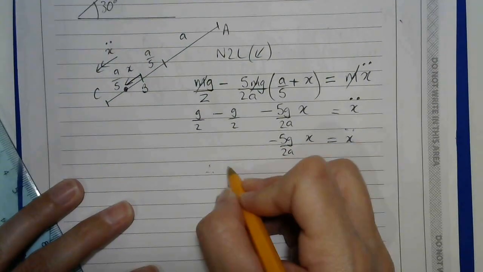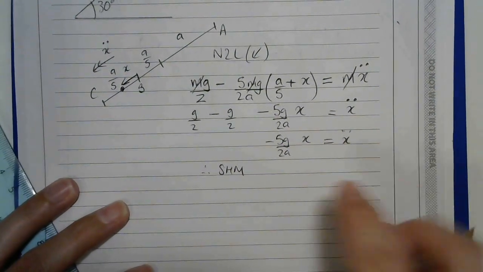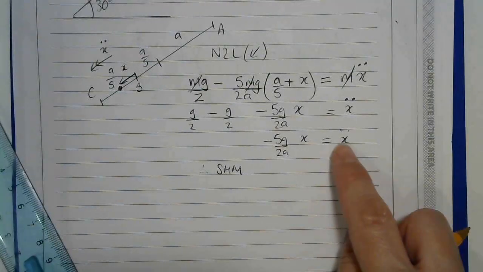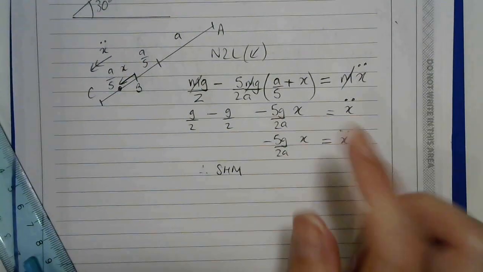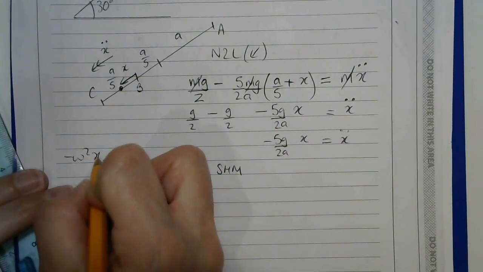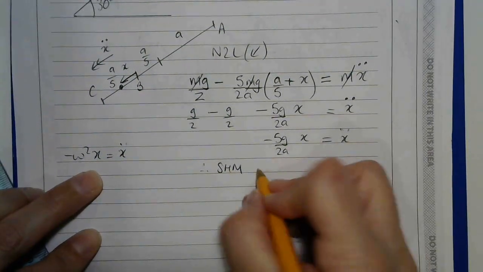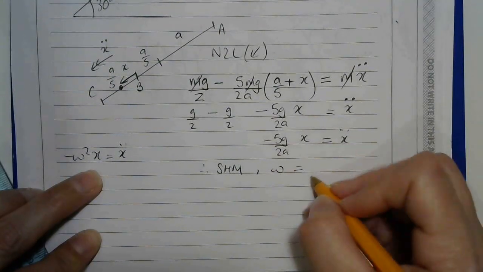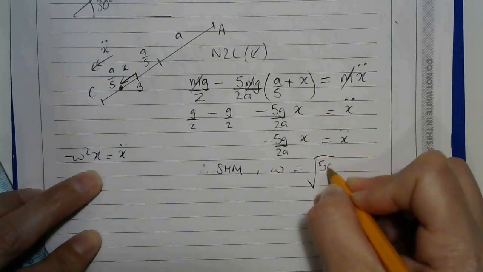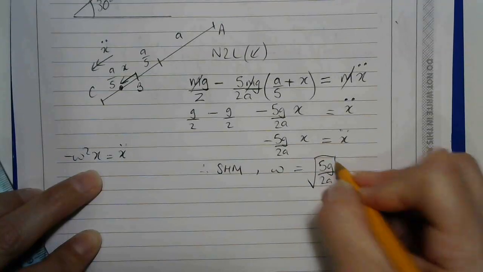And so this is simple harmonic motion because you end up with the minus omega squared x equals x double dot form, and omega will be this thing square rooted. So 5g over 2a all square rooted.